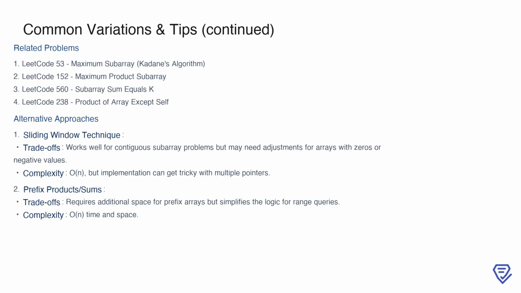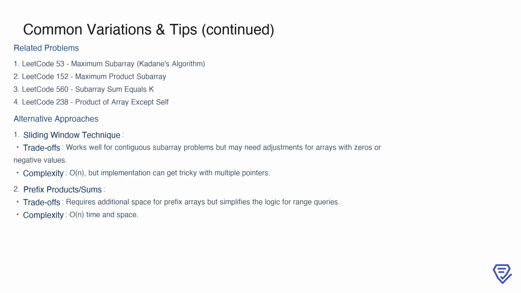To deepen your understanding, it's helpful to explore related problems. For example, LeetCode 53, which involves finding the maximum subarray, relies on Kadane's algorithm, a technique that's highly relevant here. LeetCode 152, maximum product subarray, is another closely related problem, as it deals with products and sign changes. Similarly, LeetCode 560, subarray sum equals k, and LeetCode 238, product of array except self, both teach important concepts that can be applied to variations of this problem.